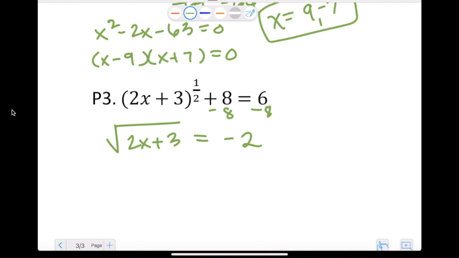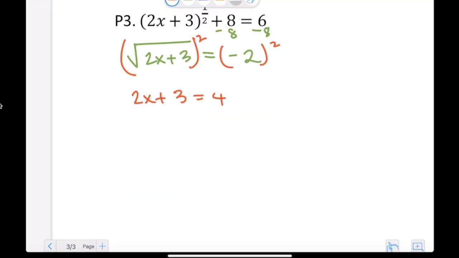And if you didn't recognize that and you continued going, here's what you would see. We would end up with 2x plus 3 is equal to 4. So 2x is equal to 1. So x is equal to 1/2.